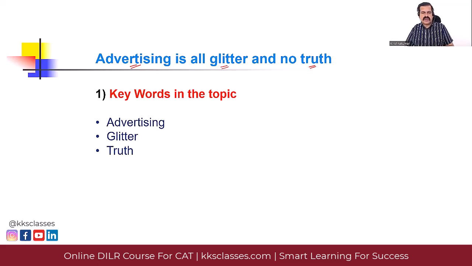The topic also says advertising is all glitter. "All glitter" means only glitter, nothing else. And it also says "no truth." It is not saying that advertising is partially truthful or sometimes not truthful, nothing like that. It says no truth. So it's a sweeping statement. So now let us look at the keywords, take each of these and see how we can develop points.